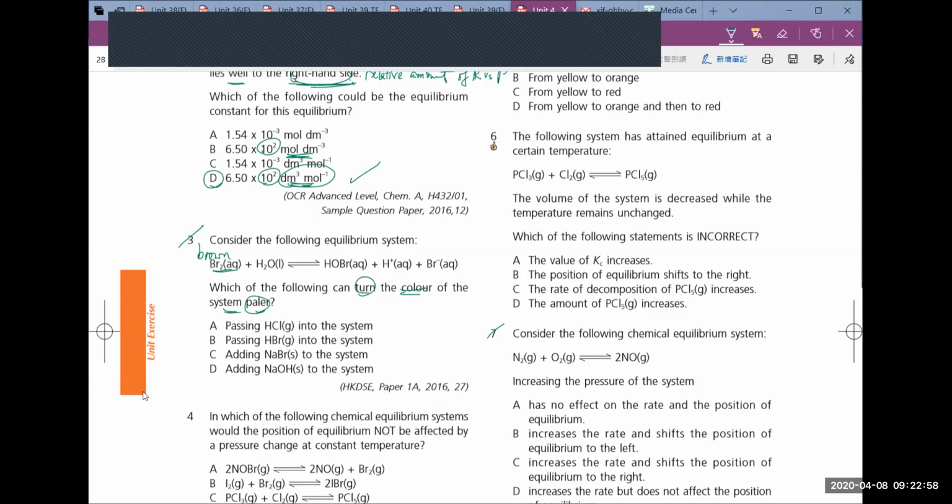Anyone who can help? 雍正南. Oh, D. Yes, that's right. 陳少明. Yes, that's right. D.